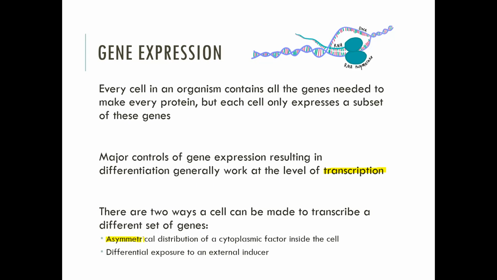So one is pretty much a fancy way of saying an uneven distribution of chemicals in the cytoplasm. Okay, so asymmetrical distribution means uneven, so like some areas are more concentrated than others. A cytoplasmic factor is essentially a chemical signal. Okay, you could also have differential exposure to an external inducer. So once again, that sounds like a different language. So what we're talking about here is that these are chemicals that are coming from outside the cell. So we could have differences in concentration of certain chemicals inside the cell, or we could have exposure to different chemicals outside of the cell. And that will regulate which genes are getting copied or not.